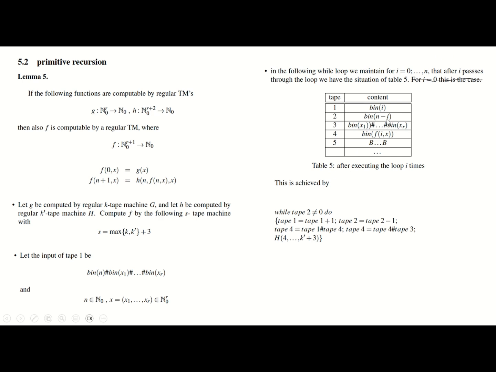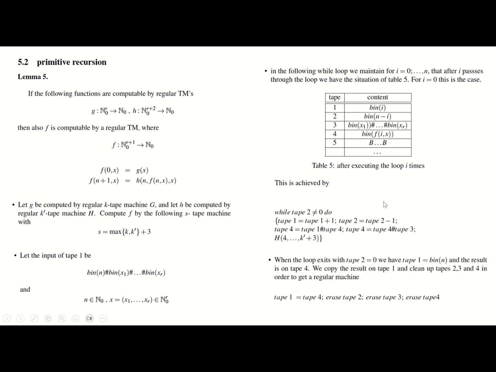Until the second tape is decremented to 0, and this while loop will exit with tape 2 equals 0. Tape 1 will be binary n. As a result, this will become 0, this will become n, and the result that I want to get will be on tape 4. The only thing I have to do now is copy this to tape 1. So tape 1 becomes tape 4, erase tape 2, erase tape 3, and erase tape 4.